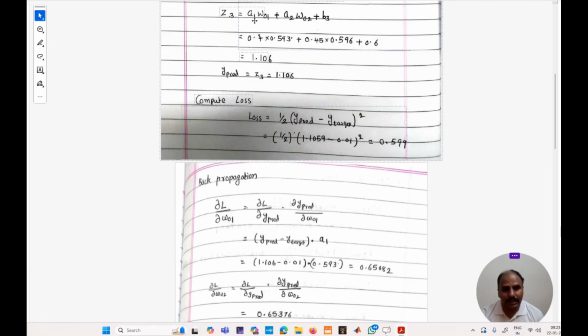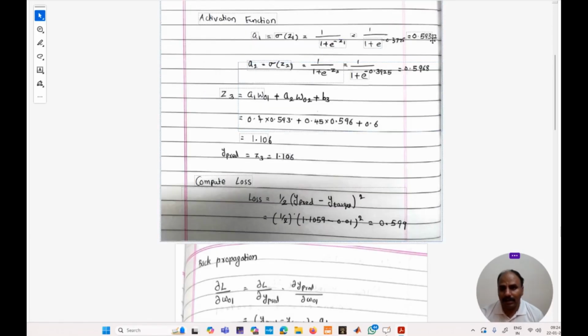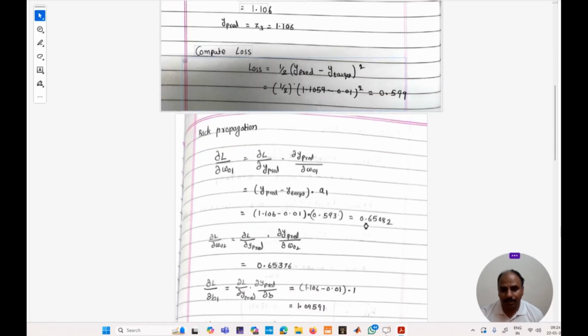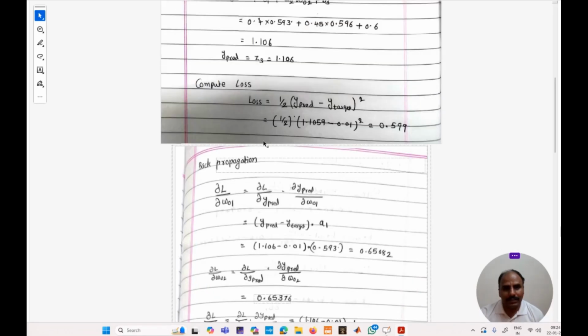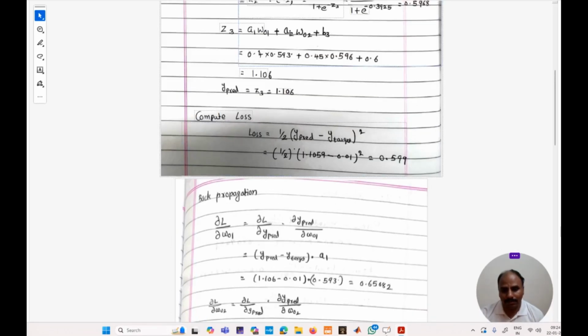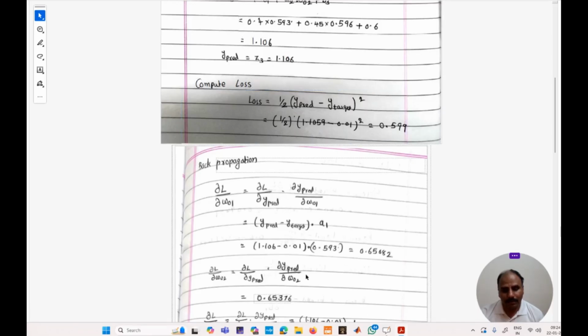Okay. So here, what is y prediction? 1.106, and y target we know, and A1 you have obtained over here 0.59327. After substituting these, you are getting 0.65082. In the same way for dou L by dou W2, only which term will change? Here only WO2 will change. So if you differentiate this, this time A2 will come, right? That is, y predict minus y target multiplied with A2. So after substituting these values, again you will get 0.65376.